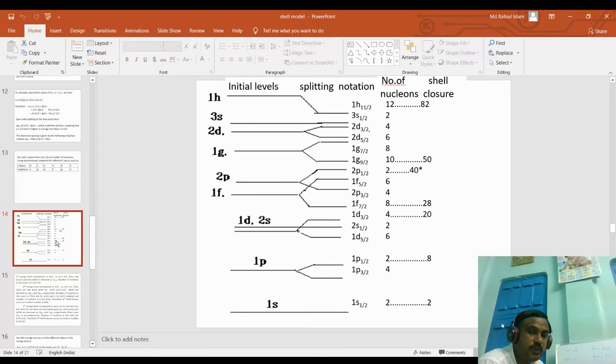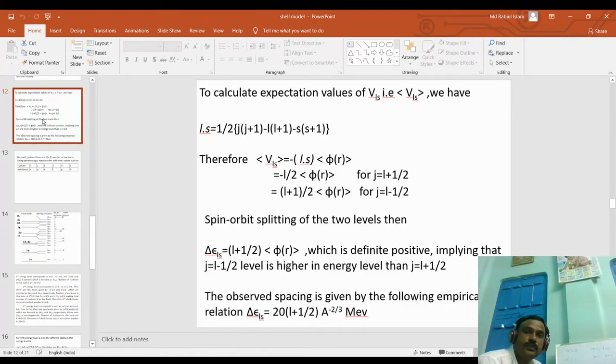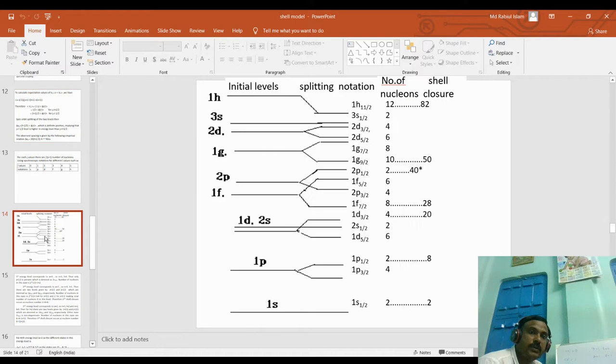Now for L equals 1, we write P. So this is a 1p state. For L equals 1, the J values should be 1 plus half and 1 minus half. So the J values are 3 by 2 and half. Now we have calculated in a previous slide, I have shown you that J equal to L plus half has lower energy value than J equal to L minus half. So J equal to 3 by 2 has an energy value lower than J equal to half. Right? So now the number of nucleons for J equal to 3 by 2 is 4 and for J equal to half is 2.